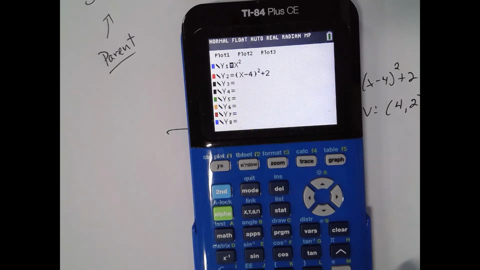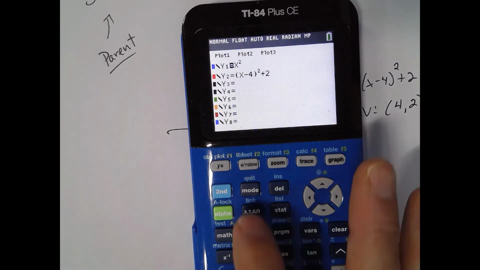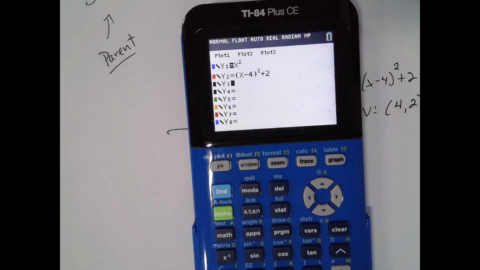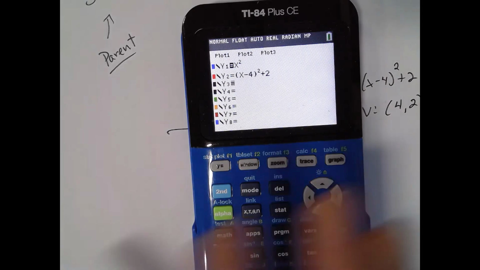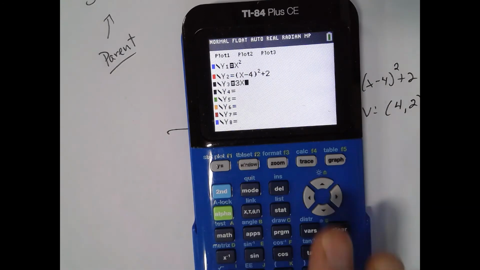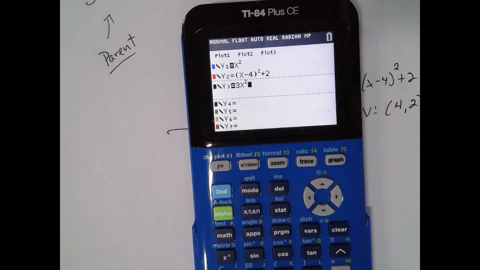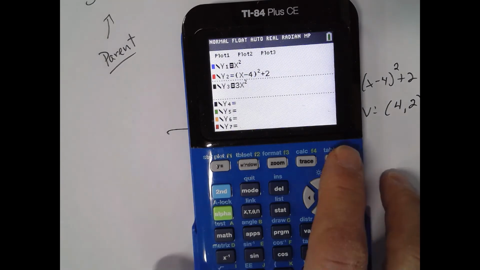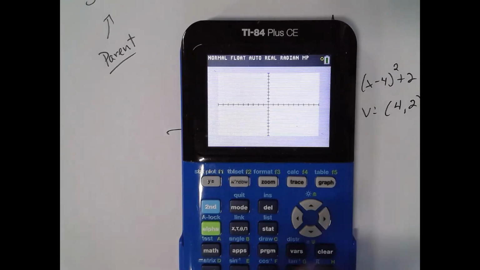All right, so let's do 3x squared. I thought I typed it in. I'm still on the equal sign, I guess. 3x squared. So I still have the parent graph. Now I'm going to compare the parent graph with 3x squared and see how they compare. There's my parent graph. Okay, so it makes it skinnier. It's called a vertical stretch. If you just say skinnier, I'm okay with that. That's probably the language that I'm going to use.